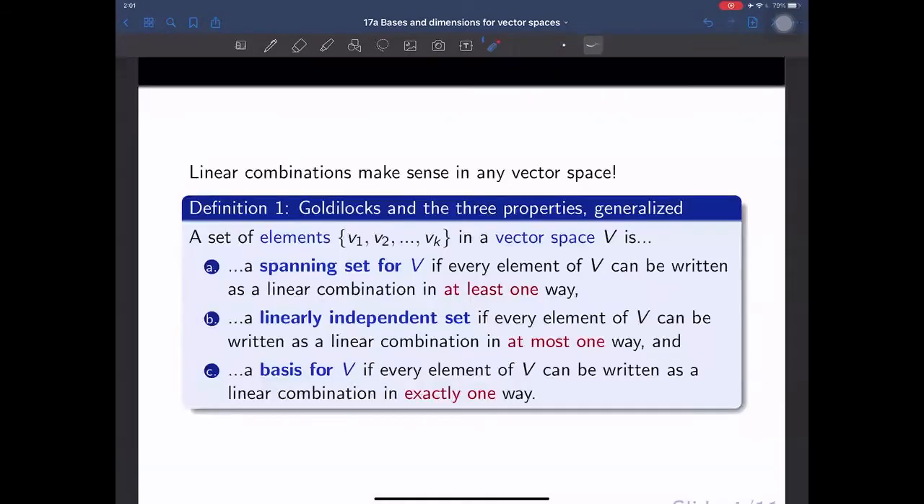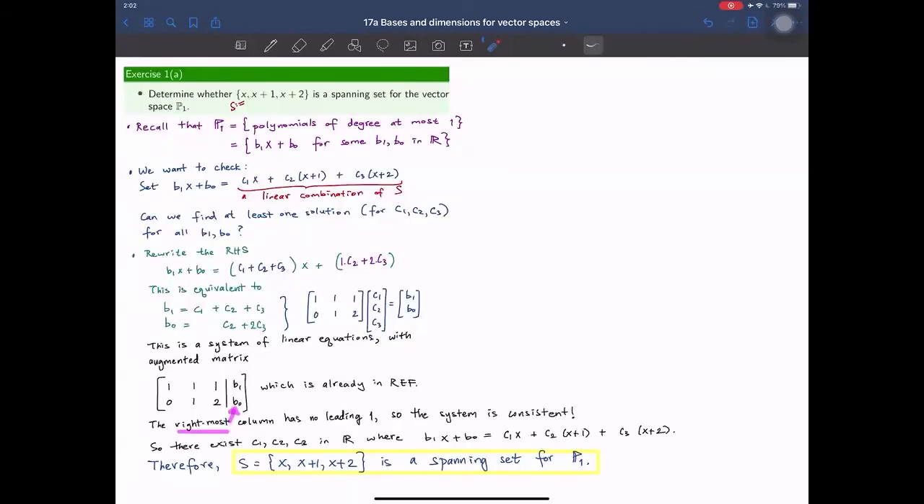holds. Looking back to the definition of a spanning set, this means that our set is a spanning set for P1 because we have shown that every element in P1 can be written as a linear combination in at least one way. Now, if you're thinking ahead, you might notice that here, the third column does not have a leading one. This shows that this system has infinitely many solutions. So this tells us that S is a spanning set for P1, but S is not a basis because the set is not linearly independent.